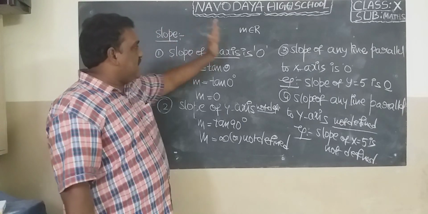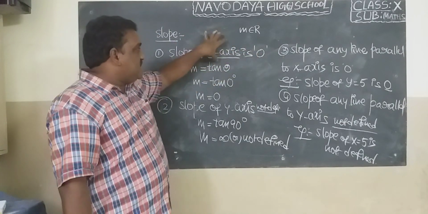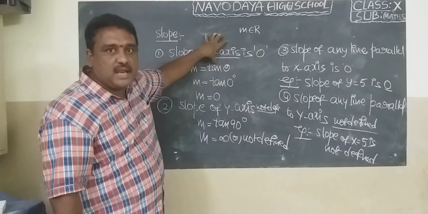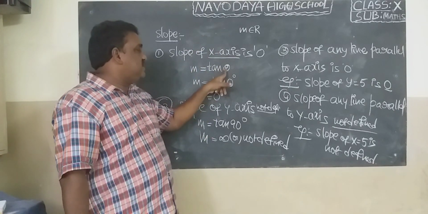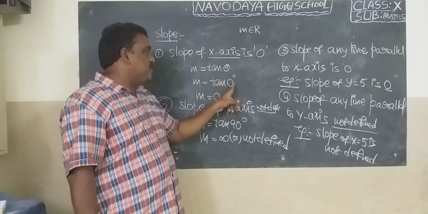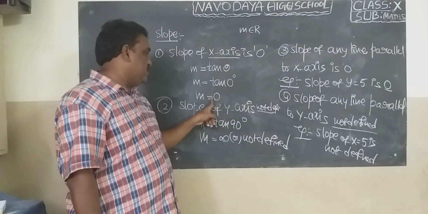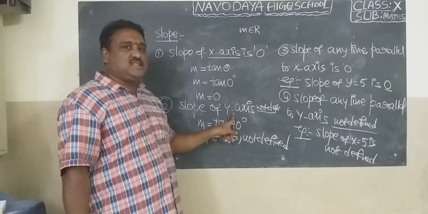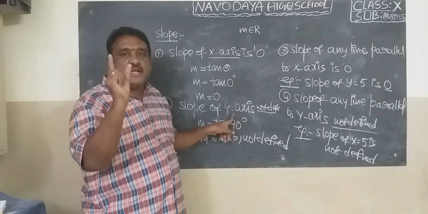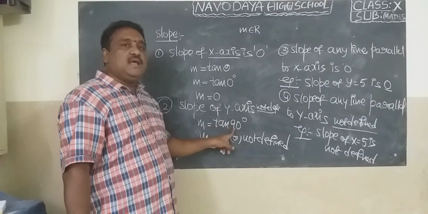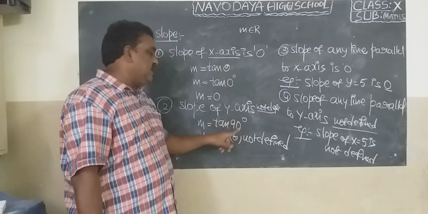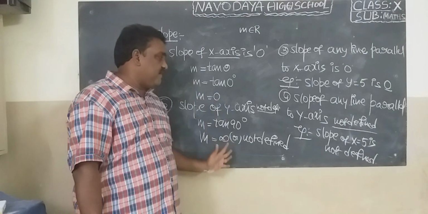Here the slope of the x-axis is 0. Why? The x-axis means a horizontal line. A horizontal line means theta value 0. Tan 0 according to trigonometry is 0. Slope of the y-axis. The y-axis means a vertical line. It makes an angle 90 degrees. Tan 90 according to trigonometry is not defined.